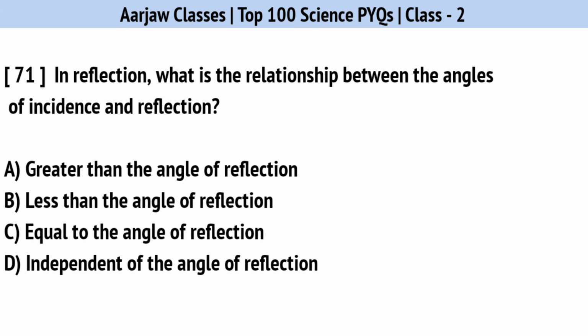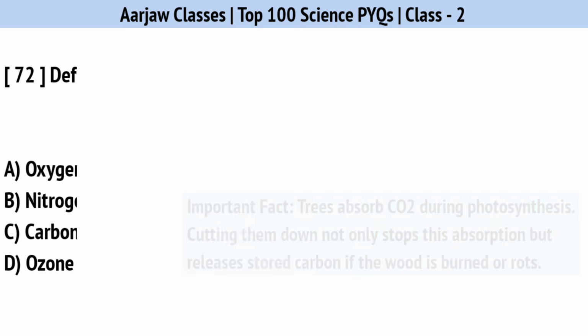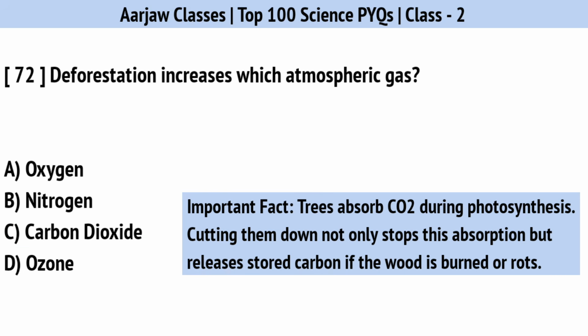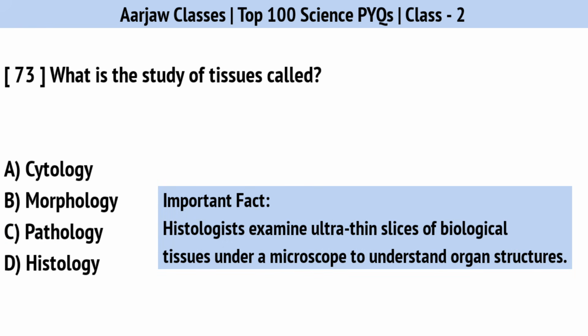In reflection, what is the relationship between the angles of incidence and reflection? Correct option is C. Equal to the angle of reflection. Deforestation increases which atmospheric gas? Right option is C. Carbon dioxide. What is the study of tissues called?